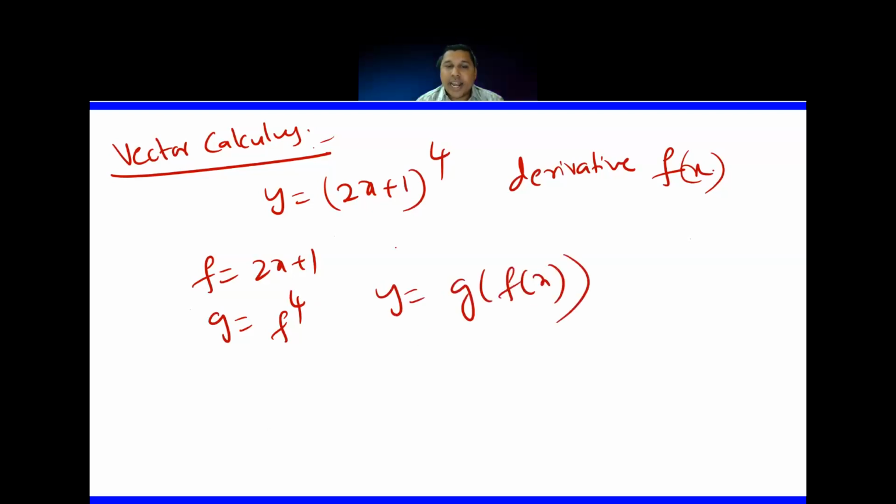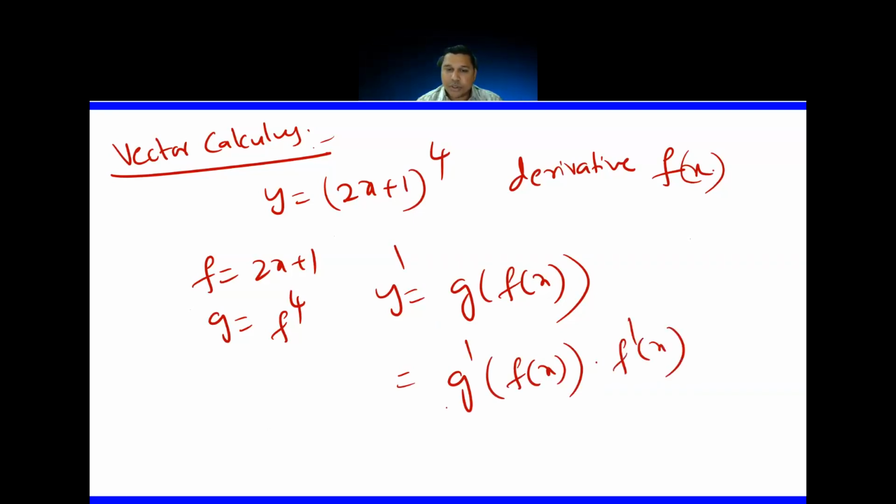So I want to find out y dash. For this it will be g dash of f of x as it is, into f dash of x. So g is f power 4. What is the derivative of power 4? That is 4 into f cube, f power 3, into f dash of x.